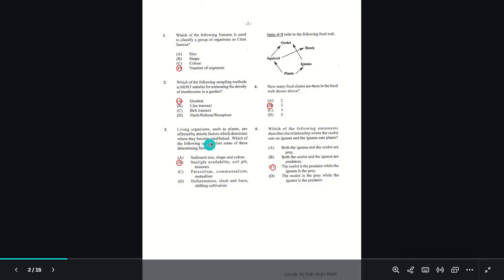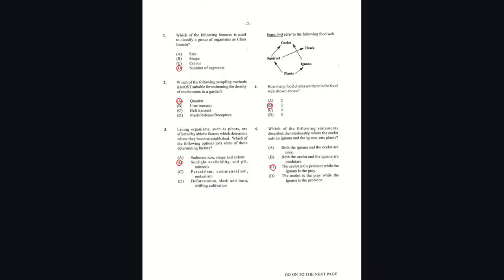So if you remember what abiotic factors are, those are the non-living components that affect living organisms. Those are the non-living things like sunlight, pH, temperature, minerals, those kinds of things. Those are what we call abiotic factors. So since that is what abiotic factor means, we would have to choose B, sunlight availability, soil pH, minerals.